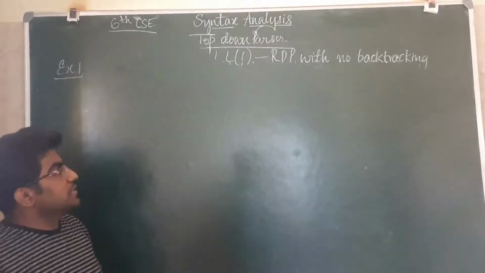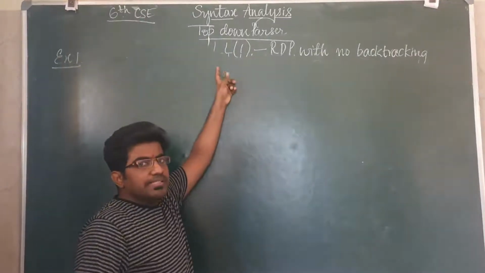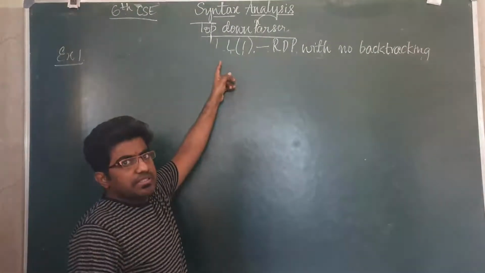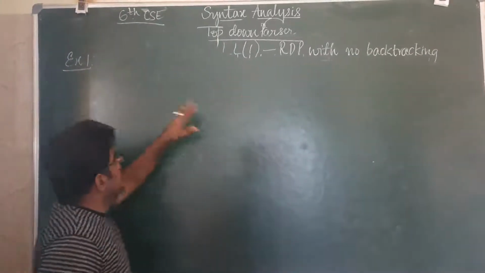We will be seeing an example for the LL(1) parser. What do you mean by this LL(1)? The first L means left to right scanning happens. The second L means leftmost derivation. And 1 means one lookahead at a time. Okay, we'll see one example.